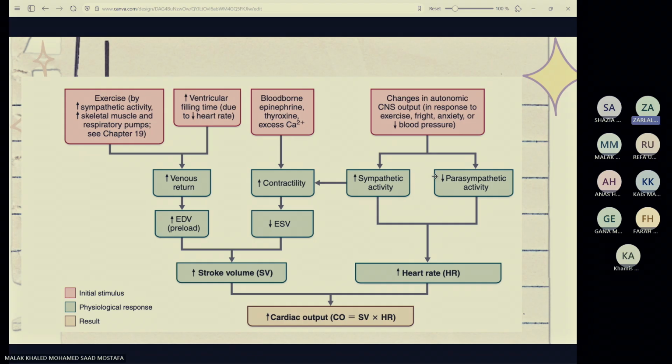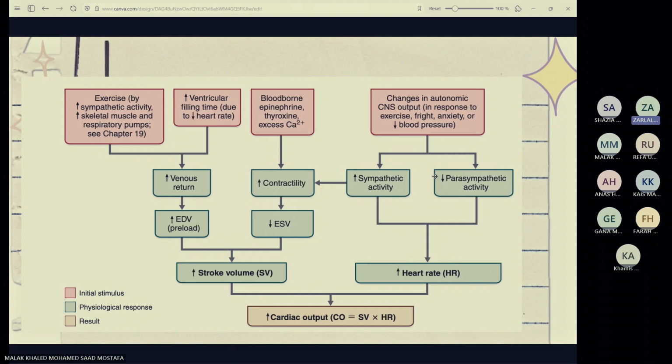Then there are certain chemicals like epinephrine, thyroxine, and calcium ions. They will increase contractility, and we'll talk about them in a bit. That will decrease the end systolic volume. End systolic volume, we said, was the blood that remained in the heart after systole. So when end systolic volume decreases, stroke volume will also increase.